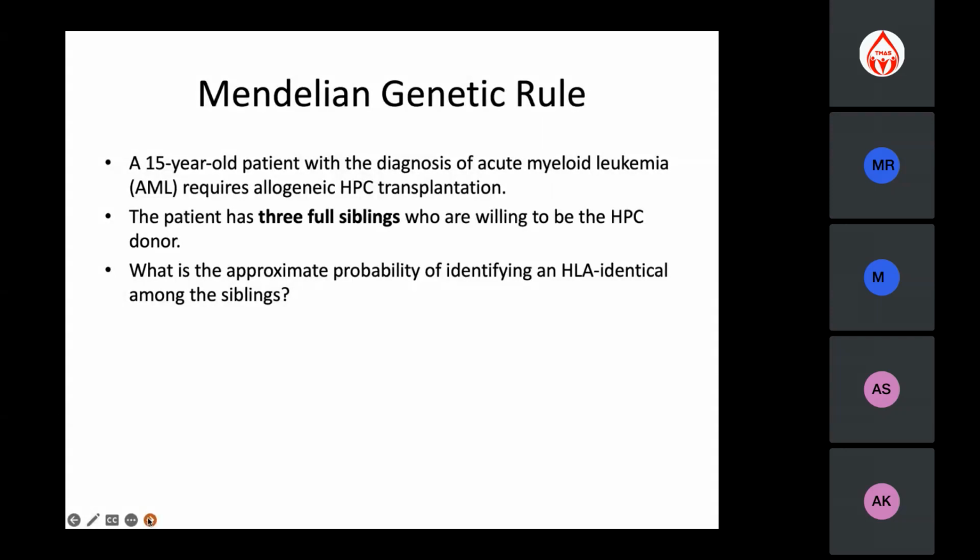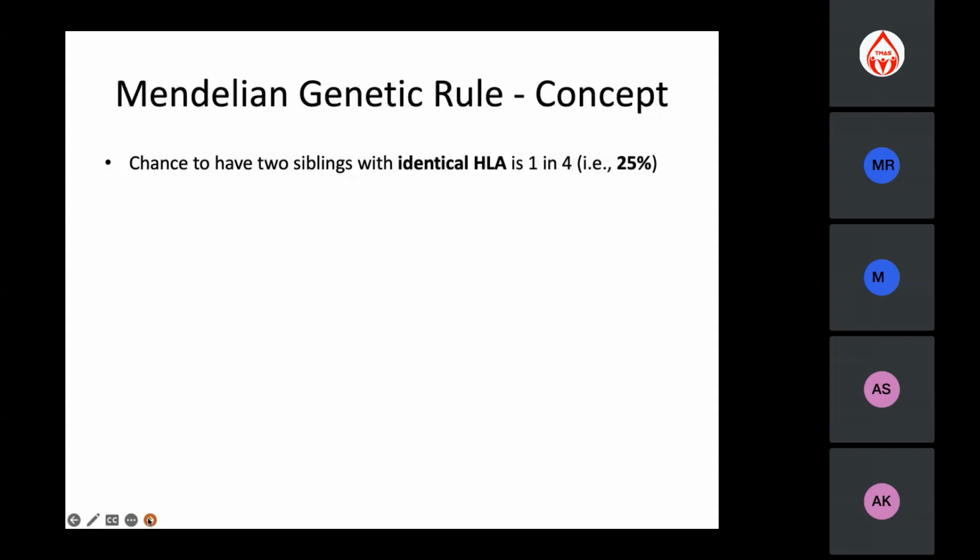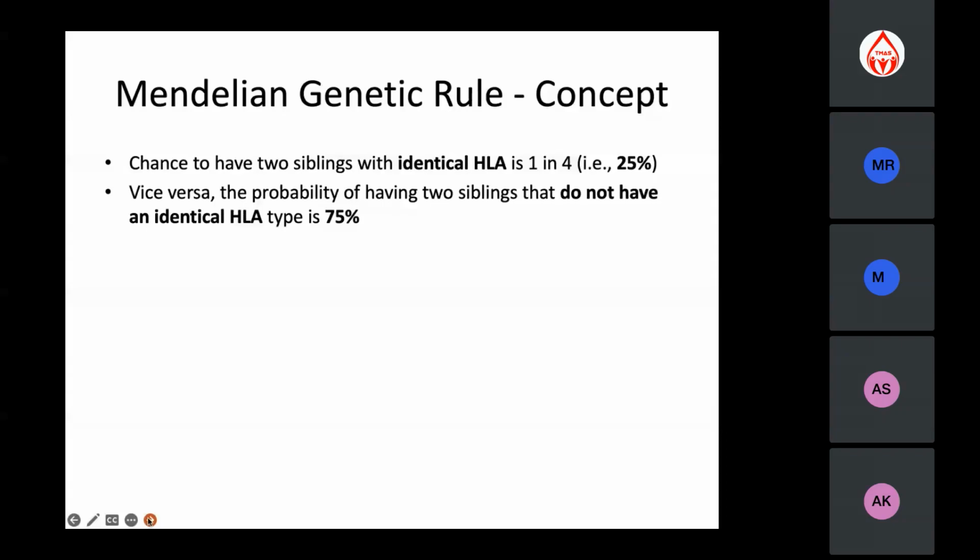So coming to the next one, a request for allogeneic transplantation. The child has 3 full siblings who are willing to be a stem cell donor. What is the probability of identifying an HLA identical sibling for this patient? The chance of two siblings having an identical HLA is 1 in 4, that is 25%. And the probability of siblings not having similar HLA typing is 75%.